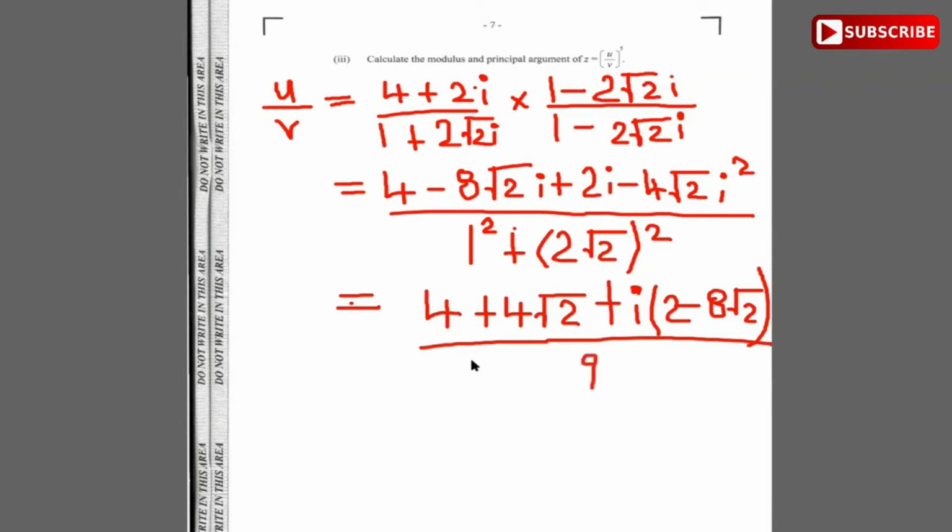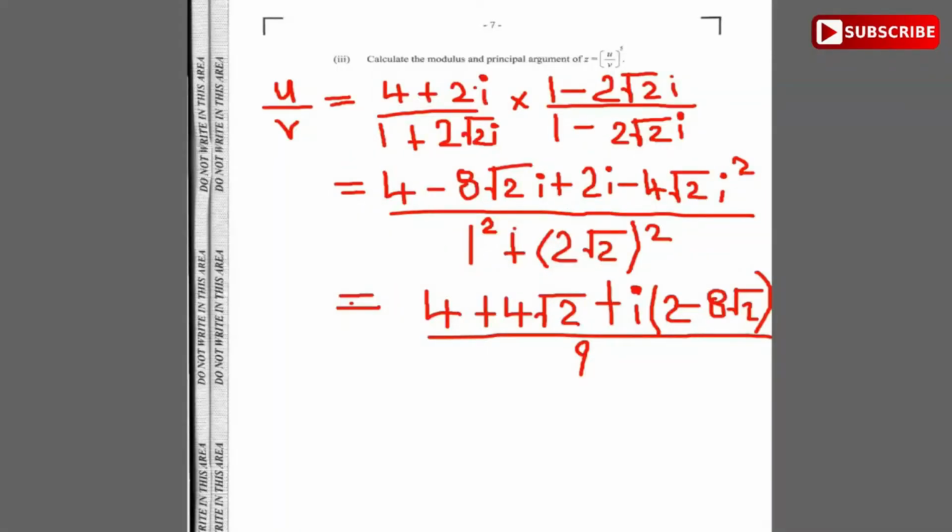So now I can square this. Actually, this is a much longer method to do it. And so now this is what we get for u over v, and now we need the modulus of u over v to the 5th. All right, the modulus of u over v to the 5th. So first we can find the modulus of u over v.